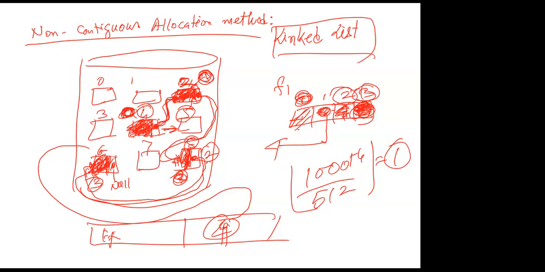Any questions so far? So this is one of the simple methods for linked list allocation. Let's see what the problems would be for this linked list. First, here are the advantages.